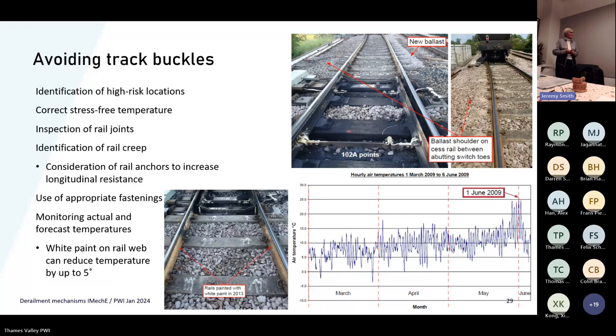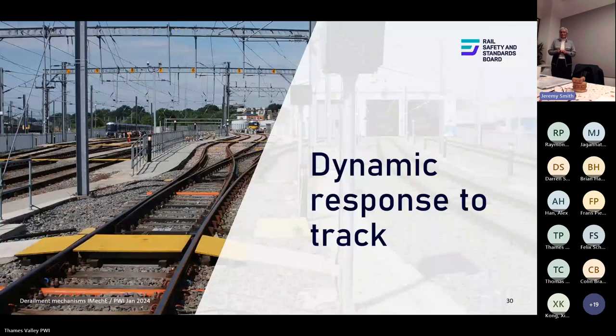And that's the temperature graph for, not sure which, I think that was the Lincolnshire one. You could see it was going up and down, but when it went was the highest temperature of the year. It's what happens. Right, dynamic response to track.